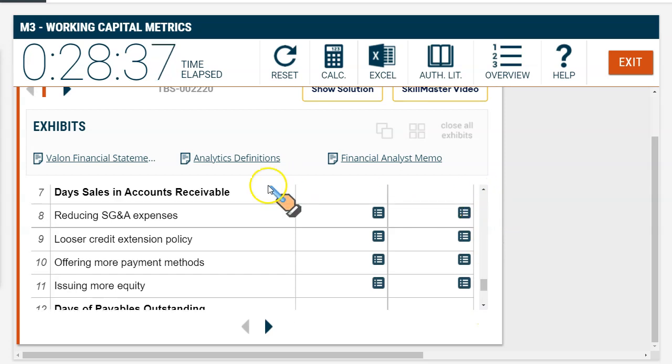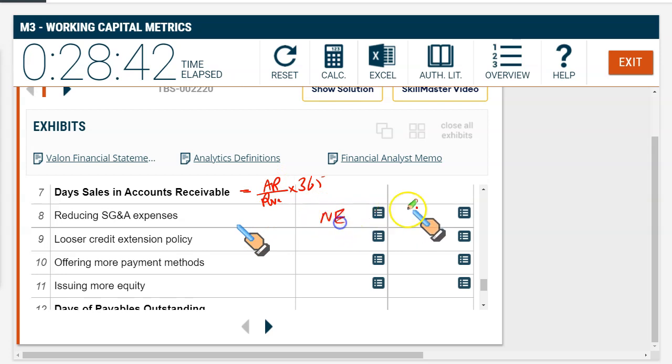Now, days sales in accounts receivable. Let us write down the formula first. Days sales in accounts receivable is equal to your AR upon your revenue or sales multiplied by 365. Let us assess the impact of each strategy on the ratio. Okay, reducing the selling, general and administrative expense. It has nothing to do with AR and revenue, right? So it's going to have no effect and no effect.